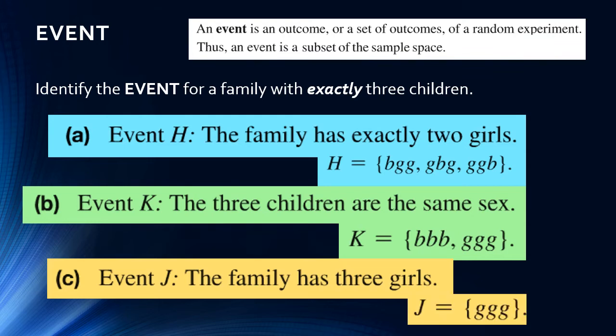So the event, again, is a subset of the sample space, and it's a way to categorize. The sample space is everything that's possible to happen. The event is usually what we're looking for the probability of. Hey, what's the probability my second child will be a girl? Kind of thing.